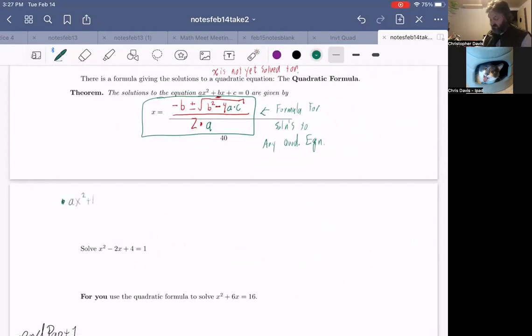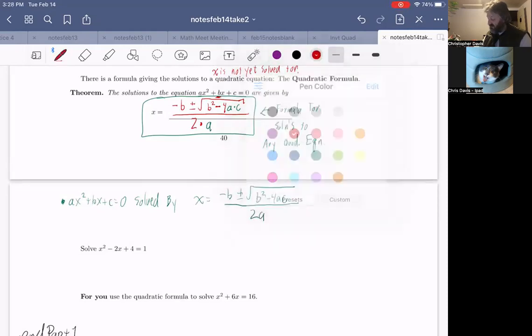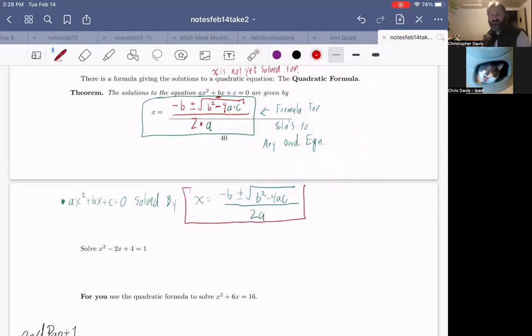ax squared plus bx plus c equals 0 is solved by x equals negative b plus or minus the square root of b squared minus 4ac, all over 2a. And you know what? There are very few formulas in this class that I'll say you absolutely must memorize, because a lot of them you can reinvent on the spot. The quadratic formula is true for a reason. You can reinvent it, but it's worth just knowing that that's the formula for solutions to a quadratic equation.